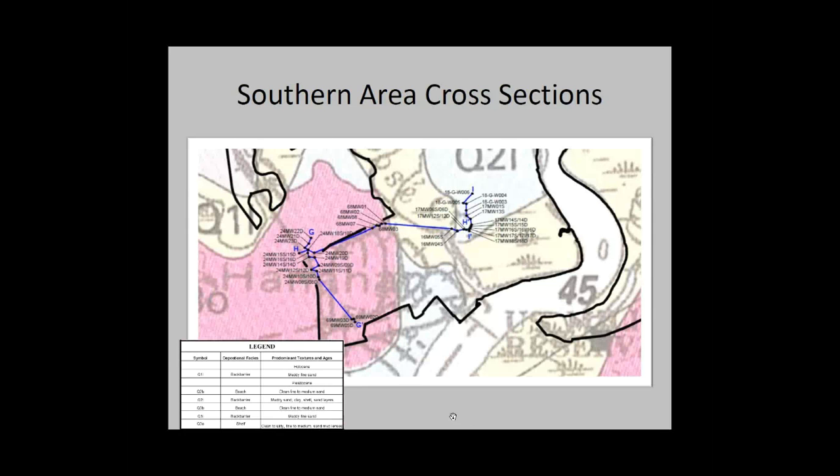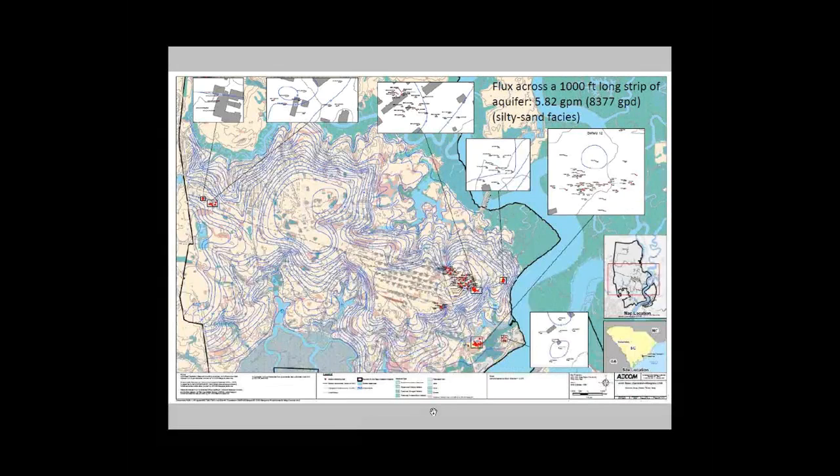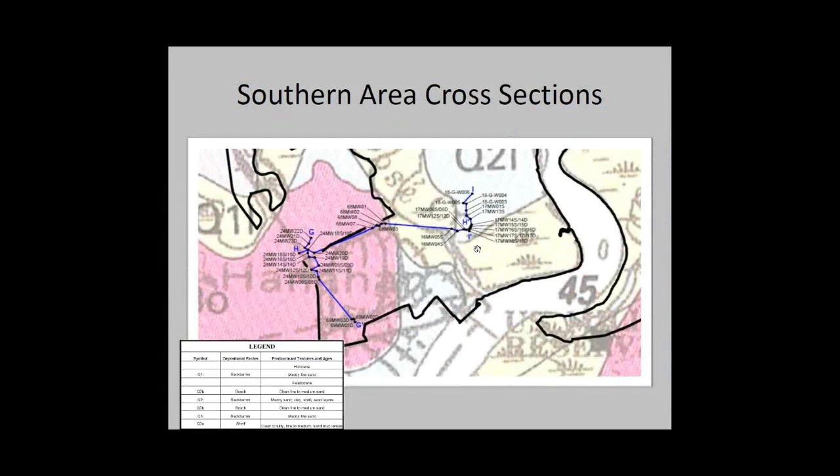Oh, I should mention on the previous, in the central area, let me just back up. Sorry about that. The same calculation, a flux of a 1,000-foot long strip at typical conductivity is about 8.6 gallons a minute. Not quite 9,000 gallons per day. So a better zone here. Probably gets real clayey back here, but not a great aquifer.